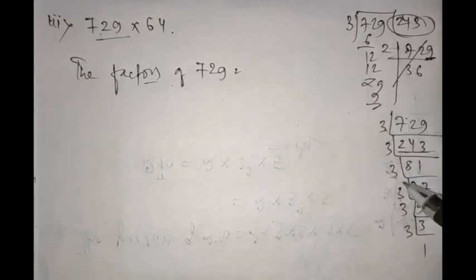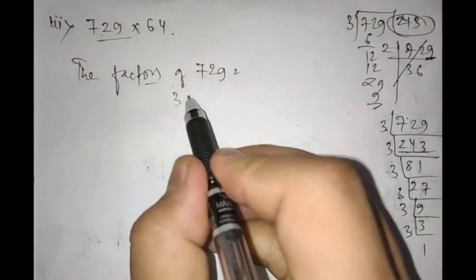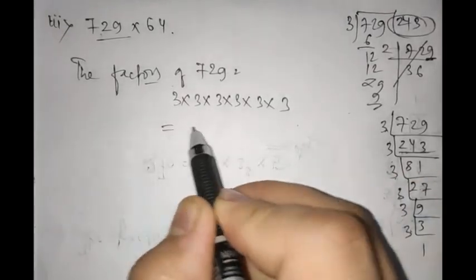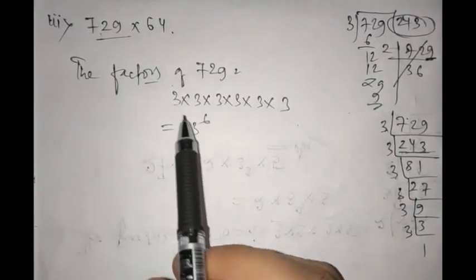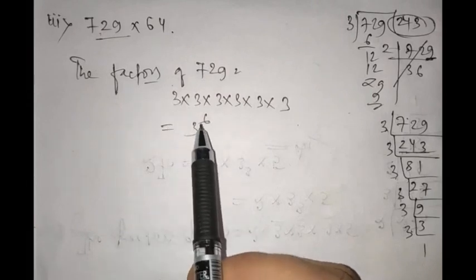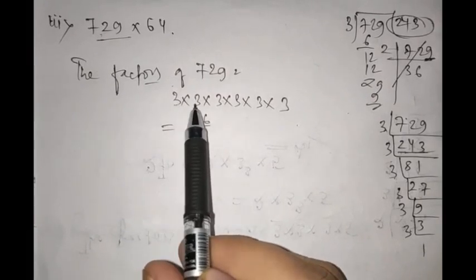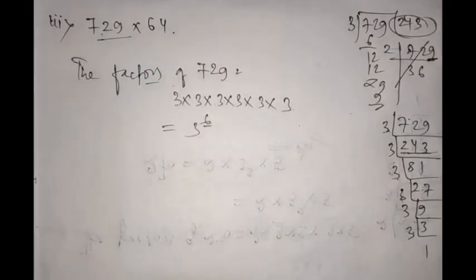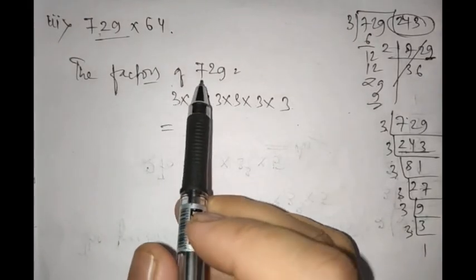So 1 2 3 4 5 6 times 3 is there, so 3 into 3 and so on. It can be written as 3 to the power 6. Why? Because 3 is there 6 times, so in the exponent form it will be 6. 1 2 3 4 5 6. It is 3 to the power 6. Alright, so now you got the factors of 729.